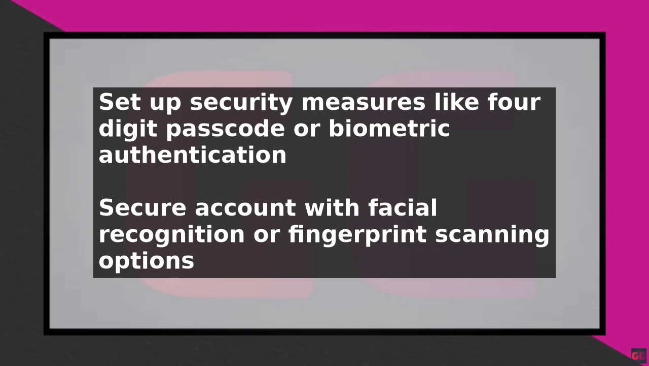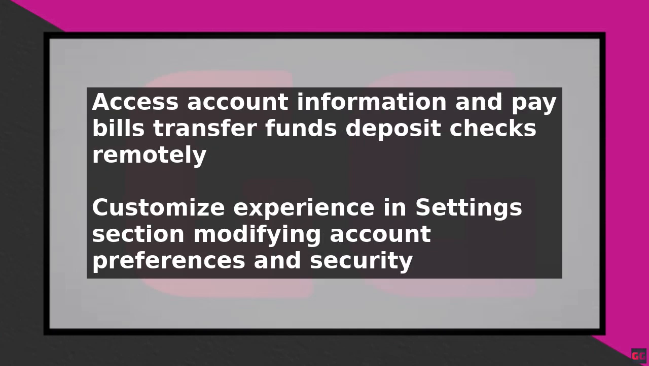The app will guide you through the process and provide instructions on how to endorse the check and take a clear photo. In addition to these features, the Fifth Third Bank app allows you to locate ATMs and branches, access account alerts and notifications, and contact customer support.